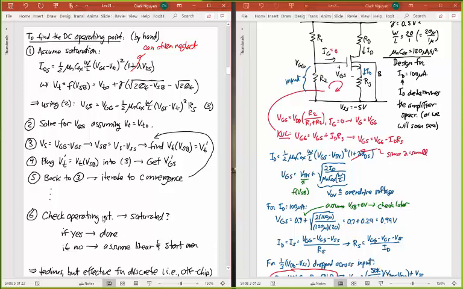The reason why I'm saying this is worse is because you have to solve this equation here. It's a quadratic equation, right? So you have to use the quadratic formula or something like that to solve this equation. That's not fun. So that's really a nonlinear type equation.